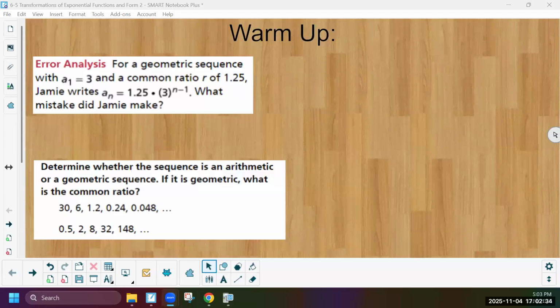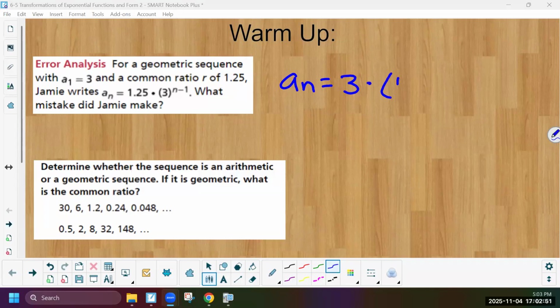So if you're looking at the correct way, we know according to the geometric sequence formula, we have a sub n, and then we have our first term. They told us our first term was 3 times our common ratio, 1.25 to the n minus 1 power. So if you look at what they did and what we did, it looks like the 3 and the 1.25 are reversed. So they have the common ratio where the first term should go, and they have the first term where the common ratio should go.